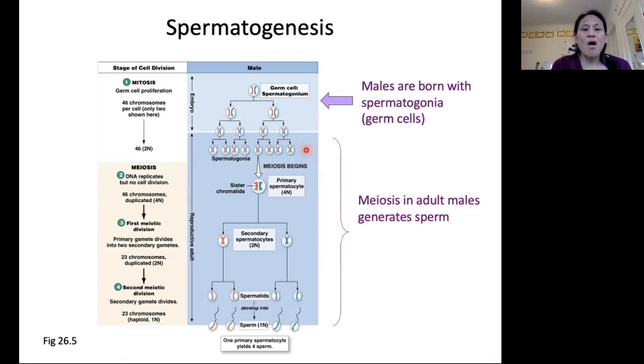All of this happens in the adult male. I also want to point out that unlike in the female, each germ cell is going to give rise to 4 sperm. Remember in the female, we had those same cell divisions, but they were uneven cell divisions that gave rise to polar bodies. So we had one germ cell giving rise to 1 egg. Here we have 1 germ cell giving rise to 4 sperm.